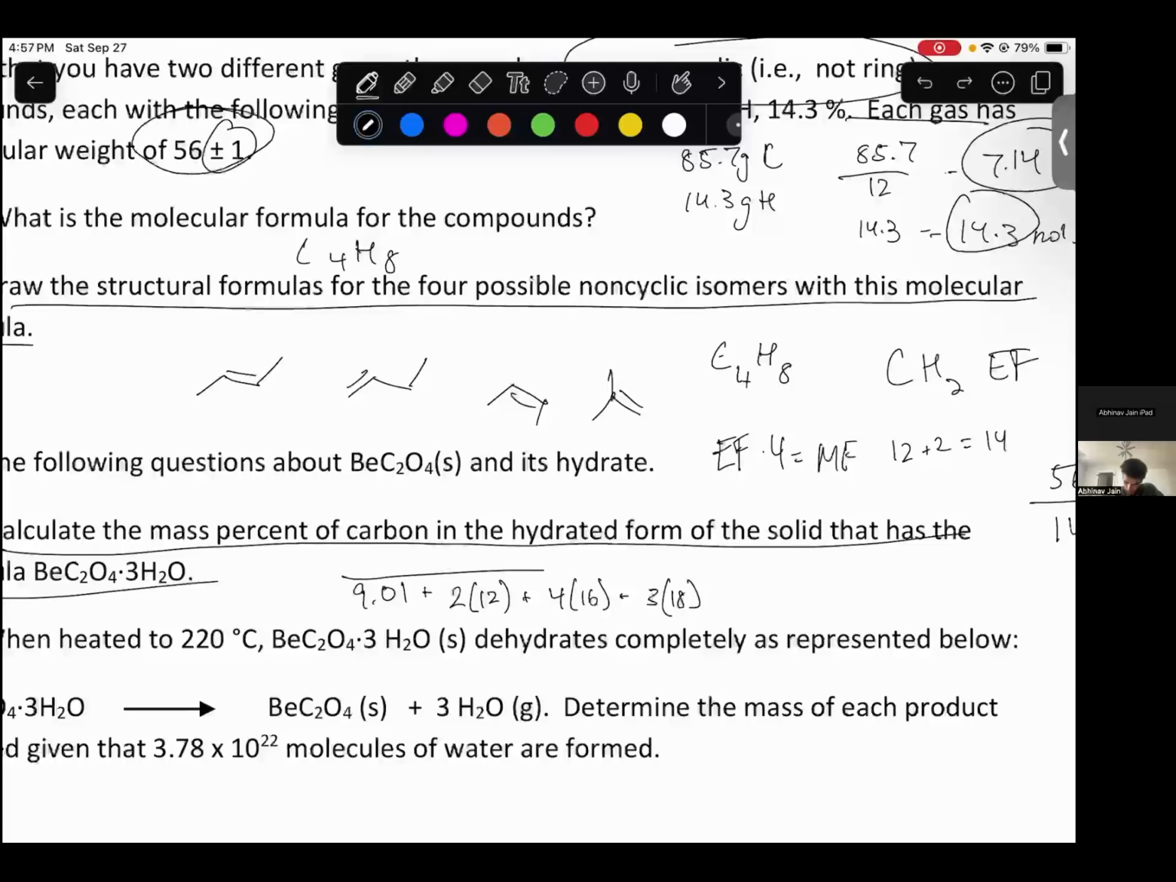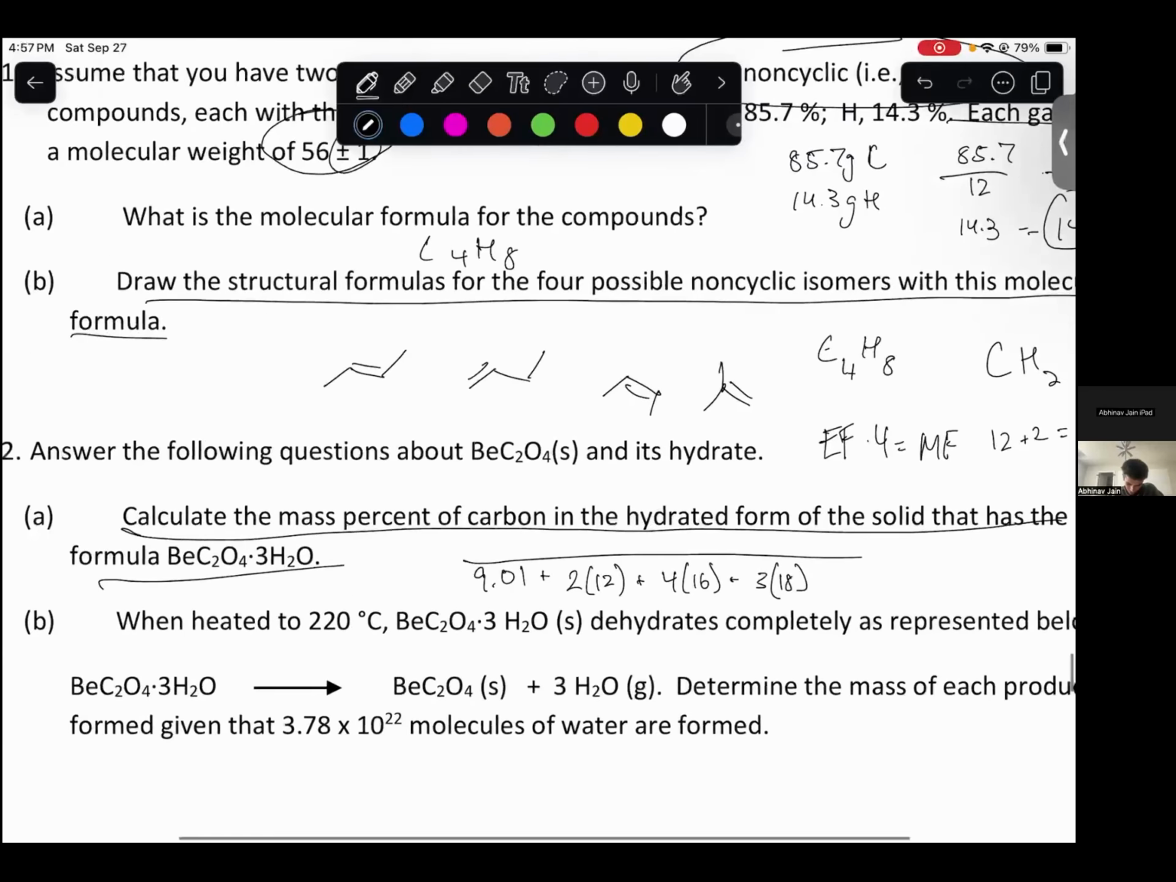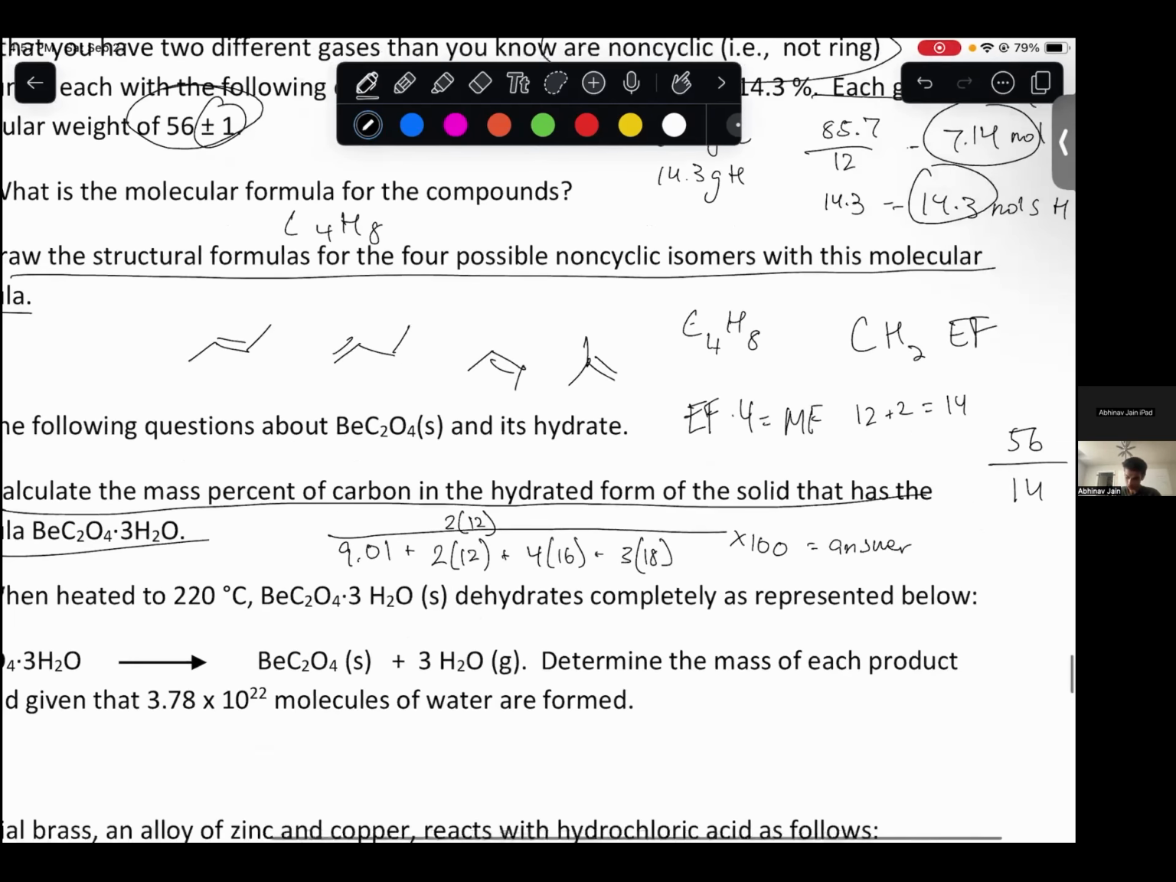And obviously, it says calculate the mass percent carbon. Notice how there's 2 carbons, so we're going to have 2 times 12 up here, and then times 100 to get into a percent, and that's going to be our answer. So if we simplify all this, 2 times 12 is 24, and then 9.01 plus 24 plus 64 plus 3 times 18, which is 54. So 24 divided by 151, which is the whole molar mass, and then times 100, that's going to be around 15.9%. The answer is going to be 15.9%.